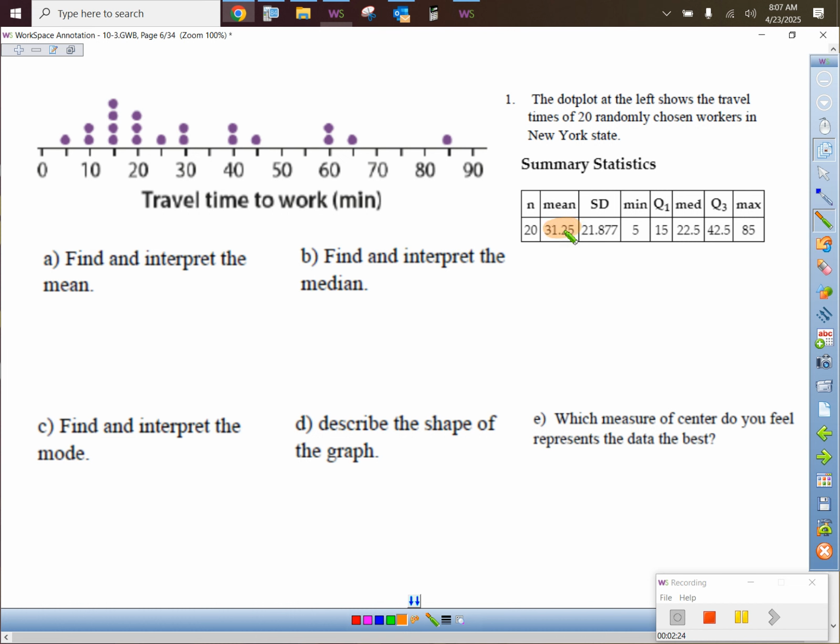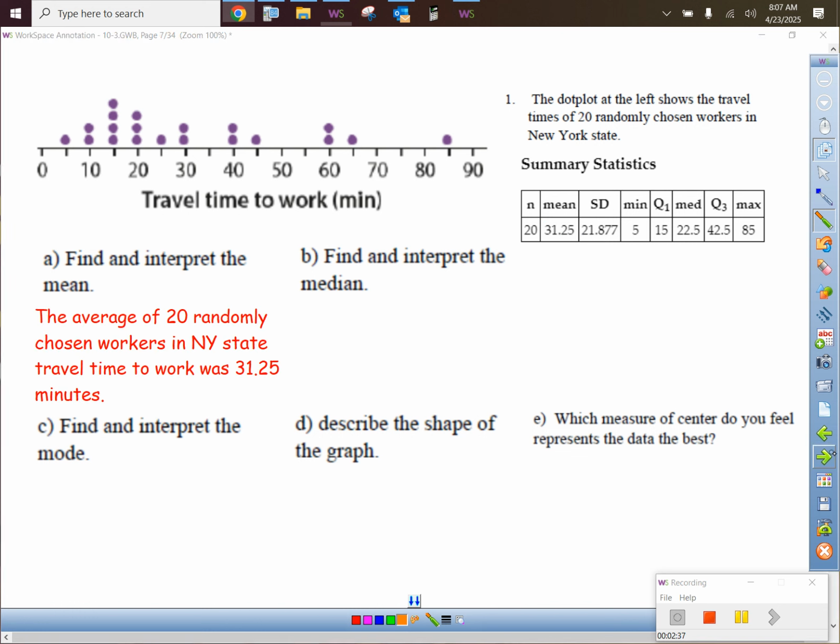31.25. But they also say interpret it. It's always fun to say, what does the mean mean? Like, we're going to bring the magic word in. Isn't mean about average, right? So this means the average of these 20 randomly chosen workers in New York State, travel time to work was 31.25 minutes. So, all right, that's what the mean meant. It's like, these 20 people that they randomly chose from New York State averaged about 31.25 minutes travel time to work. What's the median?